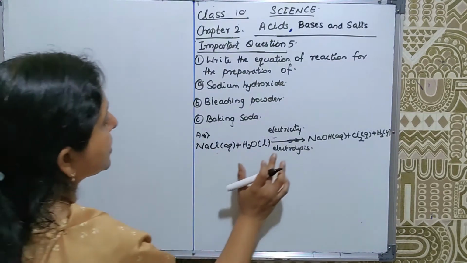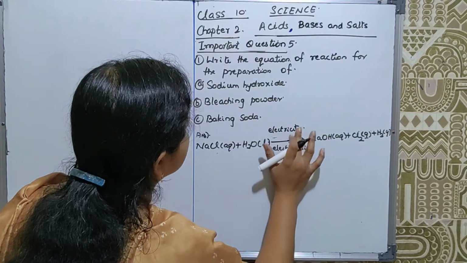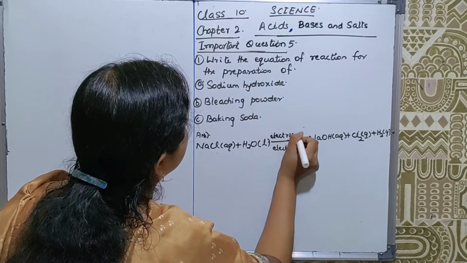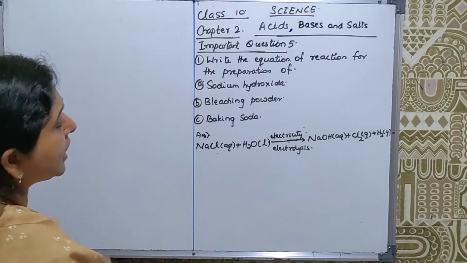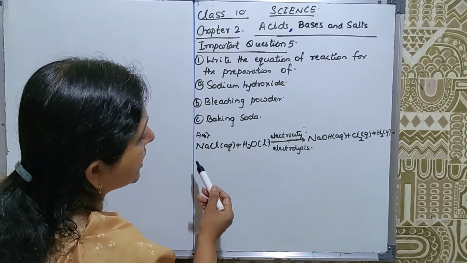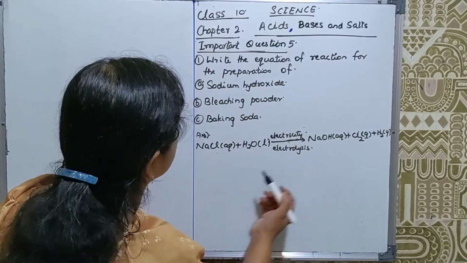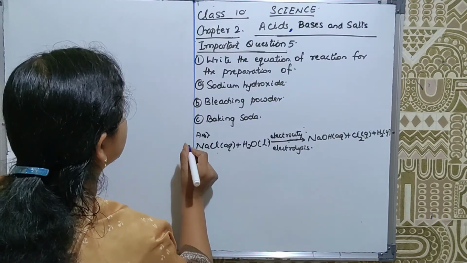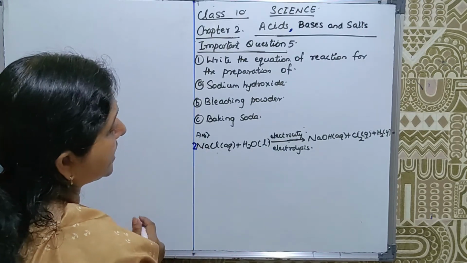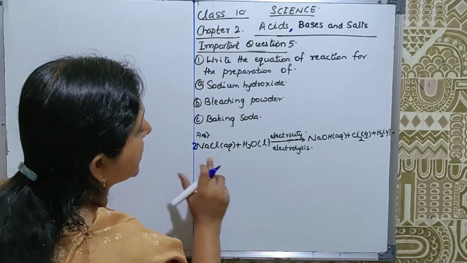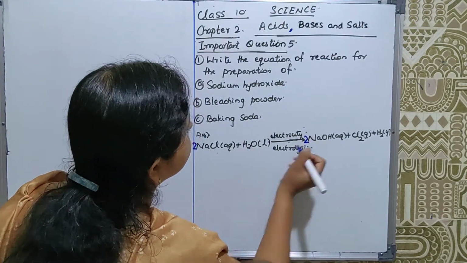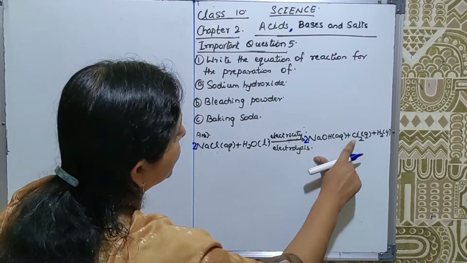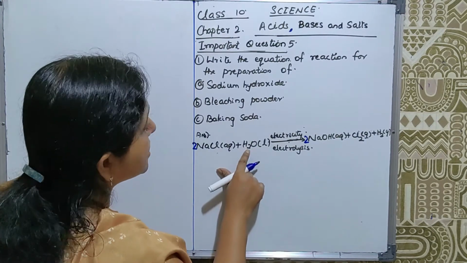Now we have to balance this equation. For balancing this equation, write electricity. Sodium chloride is present, sodium is present one time, but chlorine is present 2 times. So we want to make the number of chlorines equal by putting 2 in front of NaCl. So 2 NaCl. Na is present 2 times, so 2 NaOH. Now, how many chlorine? 2 chlorines are there. How many hydrogen? 2 hydrogen.